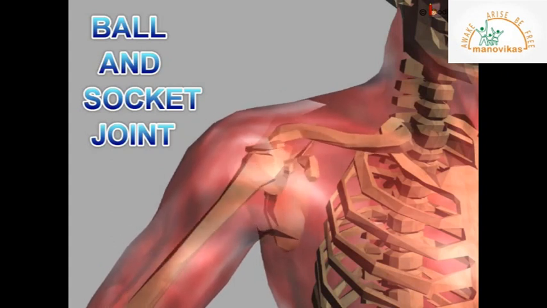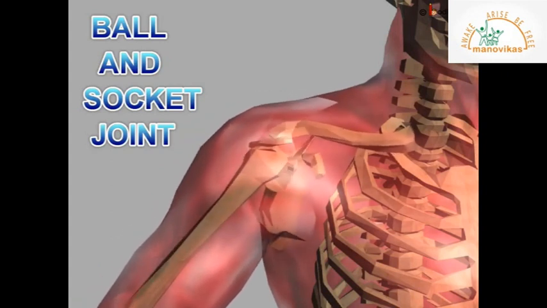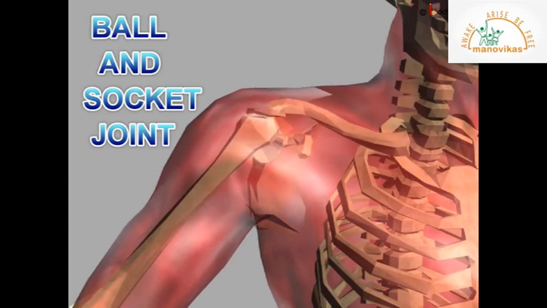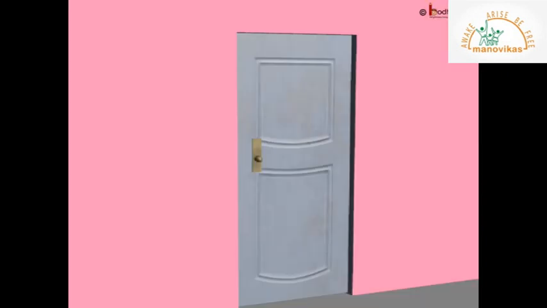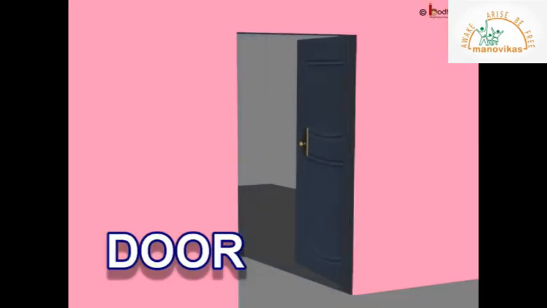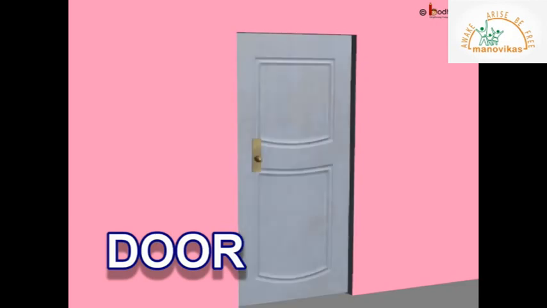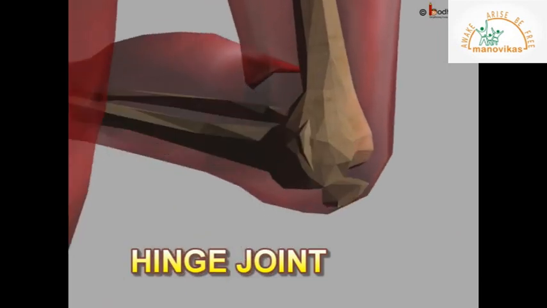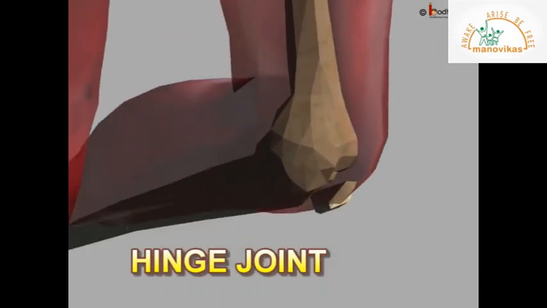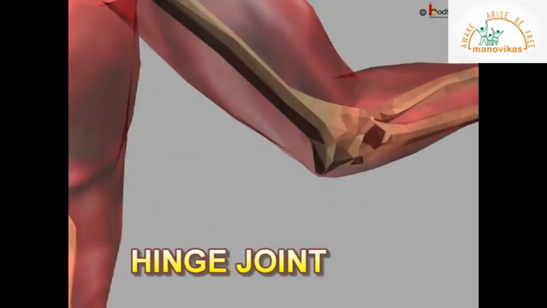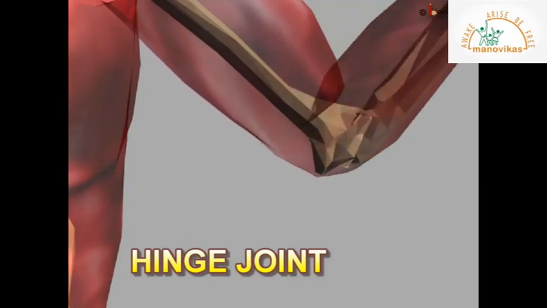The bowler in cricket, while bowling, swings his hand freely around his shoulder. The hinge joint works like a door on the hinge. It enables movement only in one direction. Knees, elbows, fingers, toes have hinge joints.